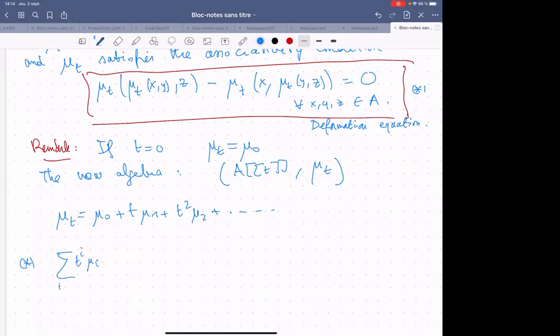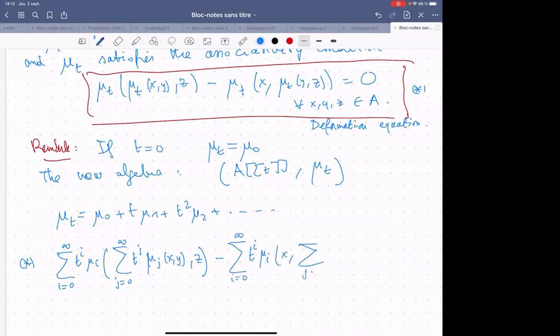of t to the i mu i, sum over i running from 0 to infinity, of, again here, a sum of j from 0 to infinity of t to the j mu j of x y z, minus mu, a sum again, we can use the same here, t to the i mu i of x, a sum here, i from 0 to infinity, t to the j mu j of y z, and this should be equal to 0. Okay.